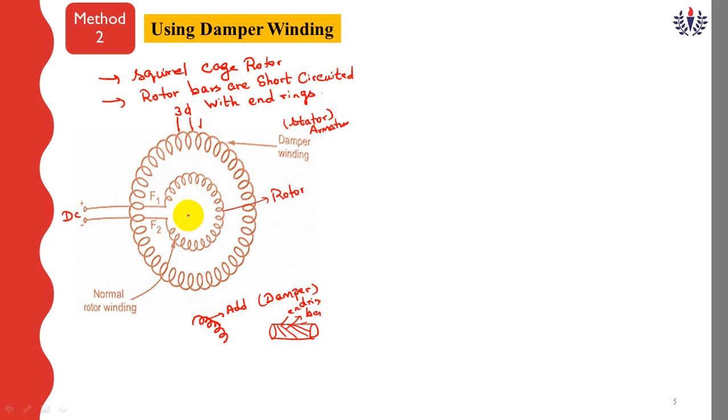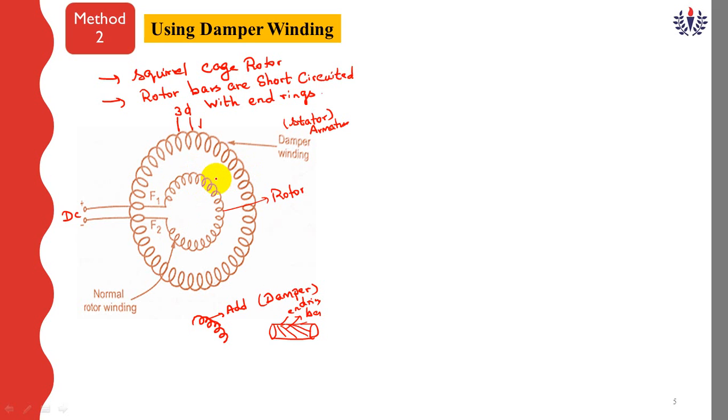At a particular instant, after 2 or 3 seconds, the motor gets pulled into synchronism and starts running at synchronous speed. As the rotor rotates at synchronous speed, the relative motion between the rotor and the damper winding arrangement becomes zero, so the rotating magnetic field seen by it is zero.